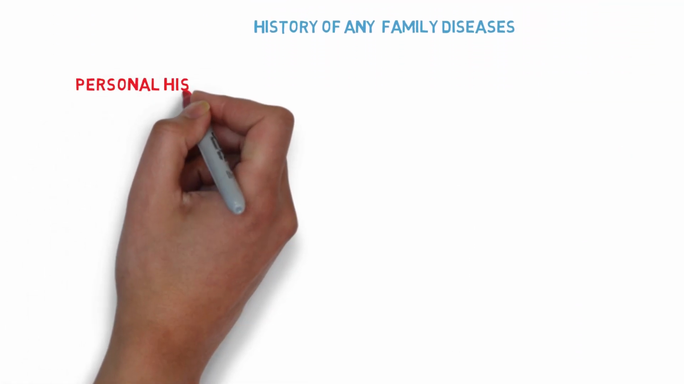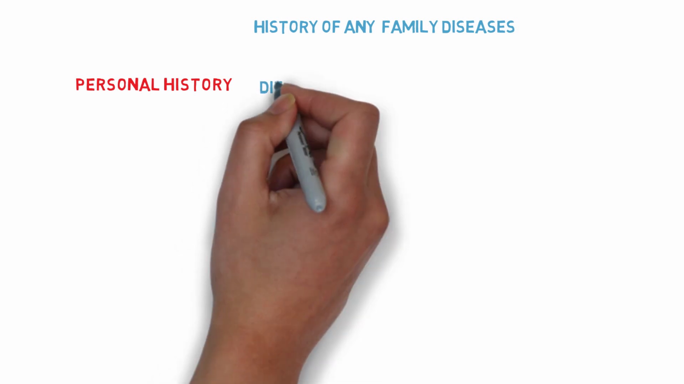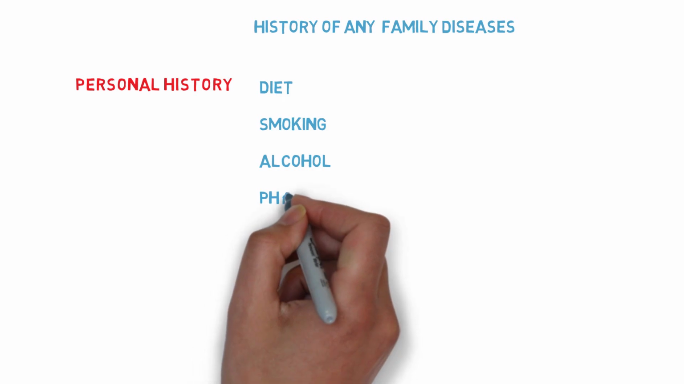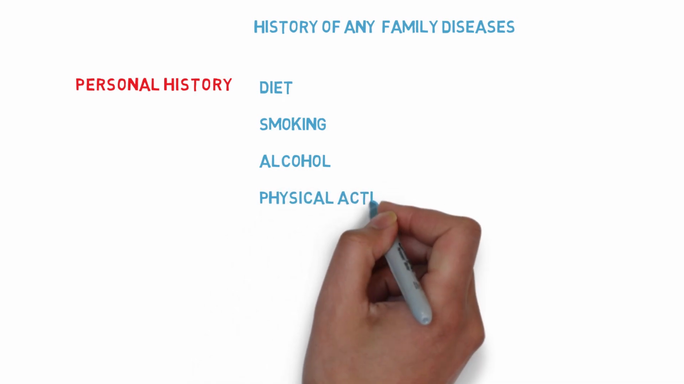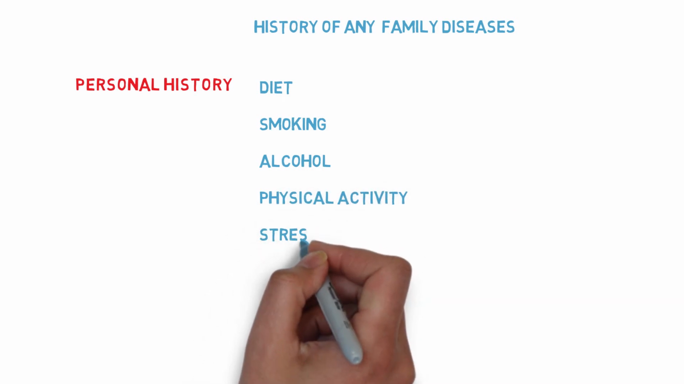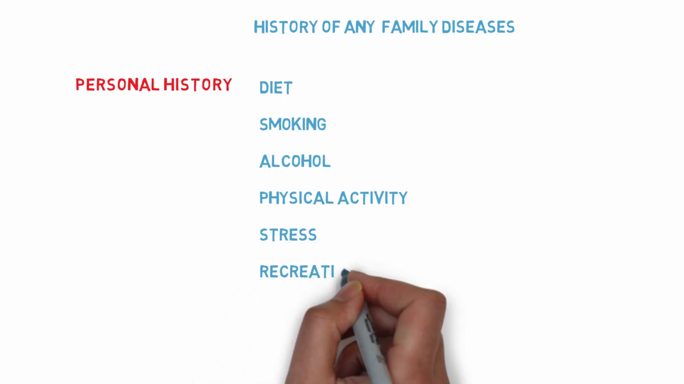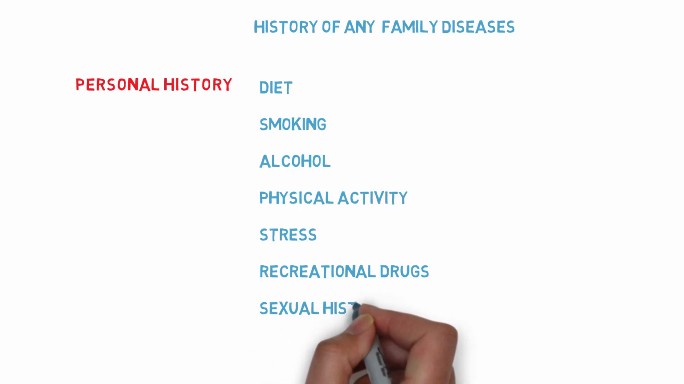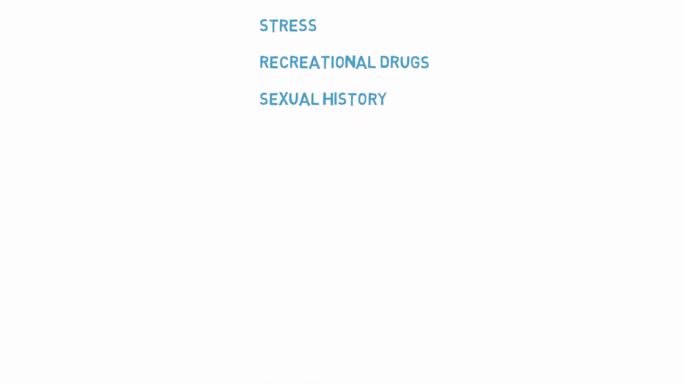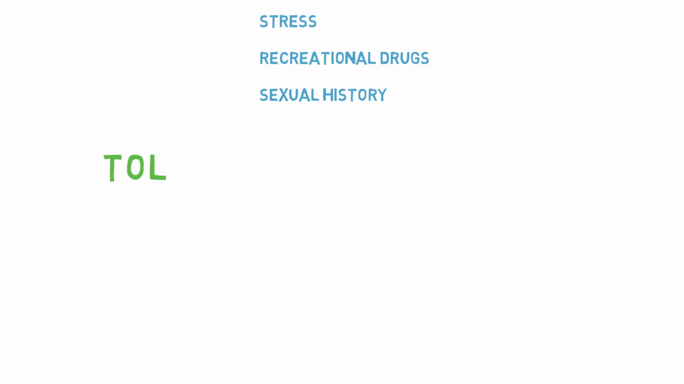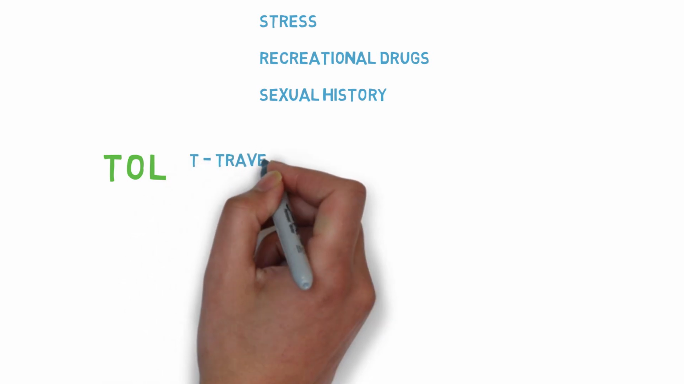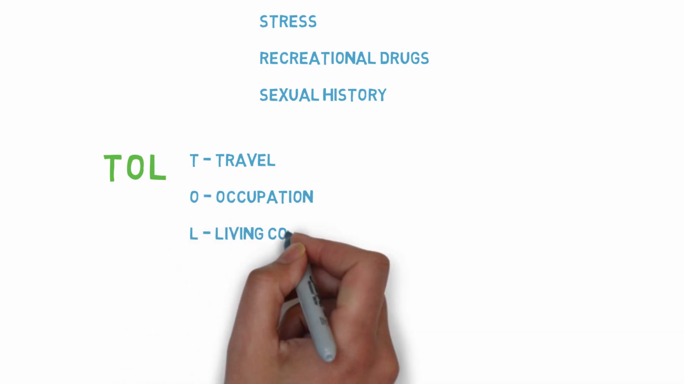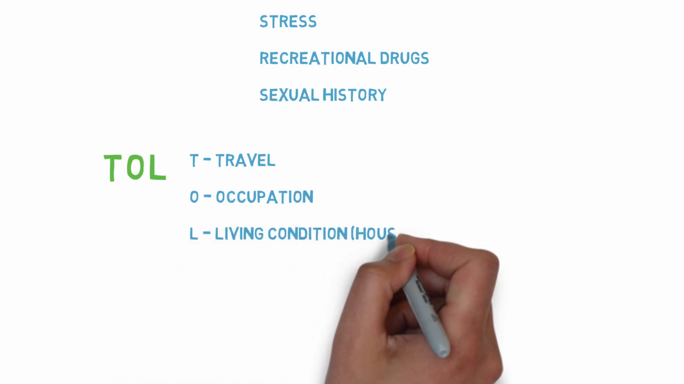Coming to the personal history. Elaborate diet, smoking, alcohol, physical activity, stress, recreational drugs, sexual history. Ask for TOL. T for travel, O for occupation, L for living condition including housing and with whom he or she is living.